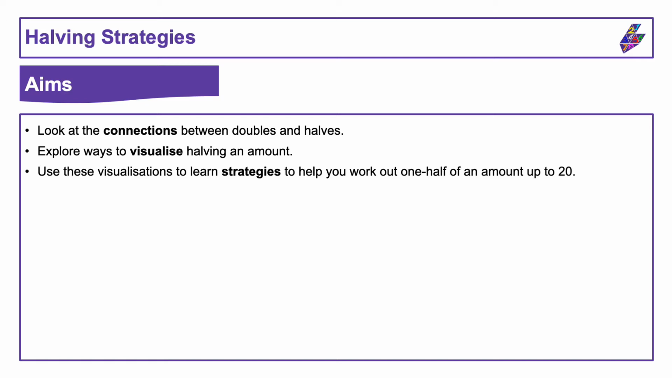And you'll use these visuals to help you to make sense of strategies that can be used to work out your halving facts if you don't know them or you forget them. Soon you'll just know your doubles and halves facts to 20 and be able to use these to solve more challenging problems. The strategies that you learn here will be useful for other problems too, and if you ever forget your doubles or halves, you can use the strategies again to help remind yourself.